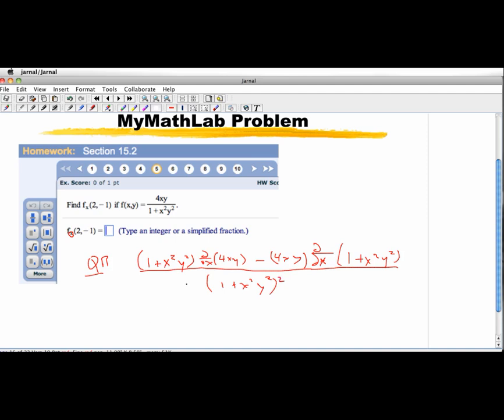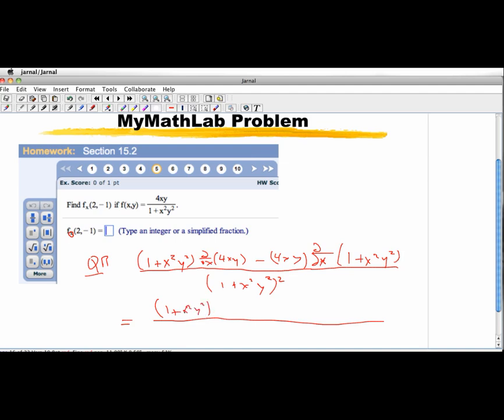So to finish the problem, the quotient rule is not hard to write down. I just write down what I'm going to do. And all I have to do is make sure that at no point do I change my mind about what the variable is. I've got to be consistent through the whole thing. At all times, the x is going to be my variable and the y is going to be treated as a constant. So I have the 1 plus x squared y squared.